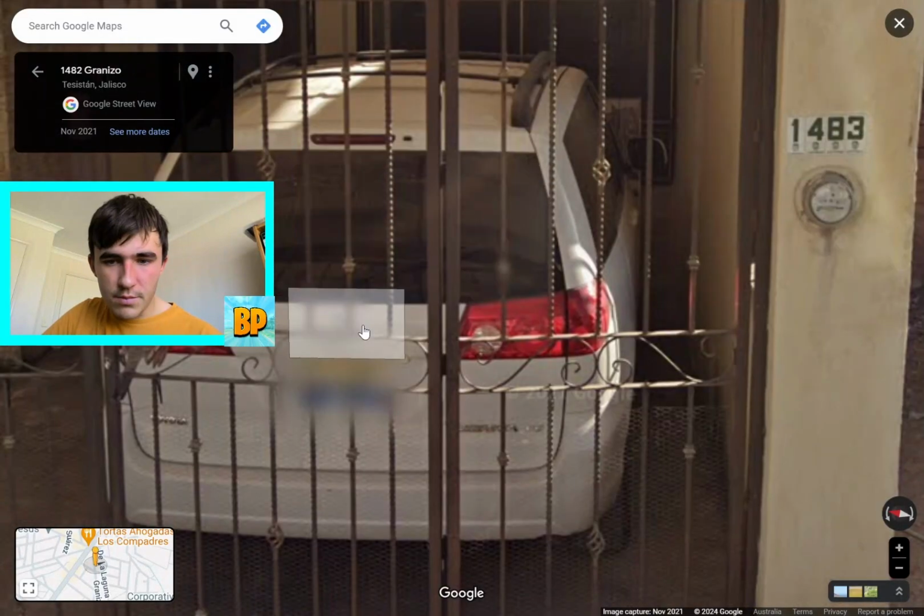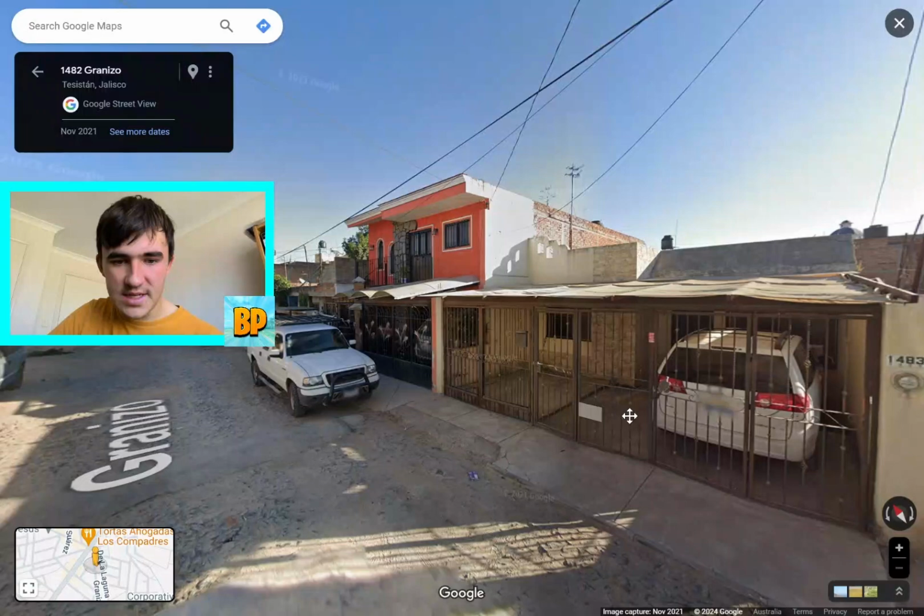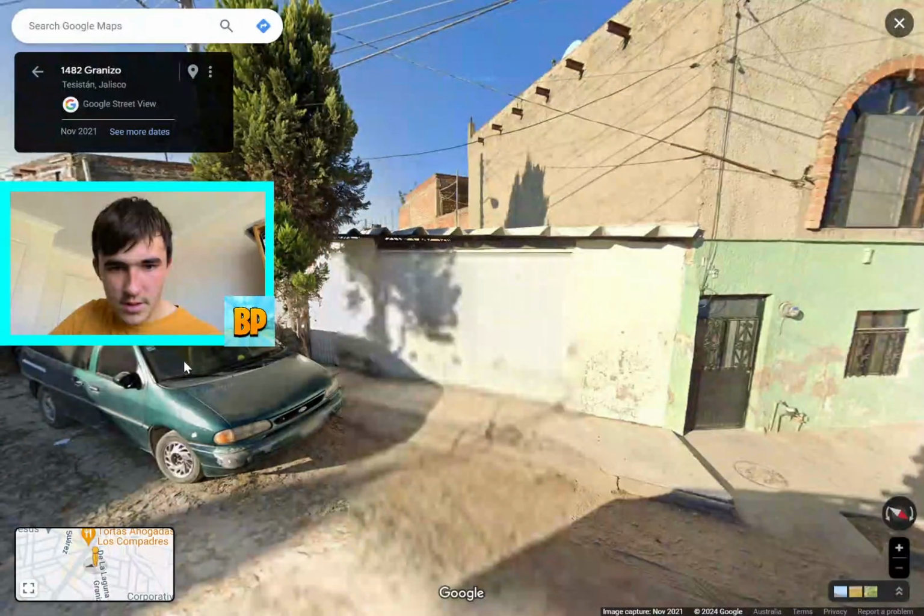Another bonus tip here is this is a Jalisco license plate. It's a yellow and blue one. Those are the signature colors. And there's another one over here.